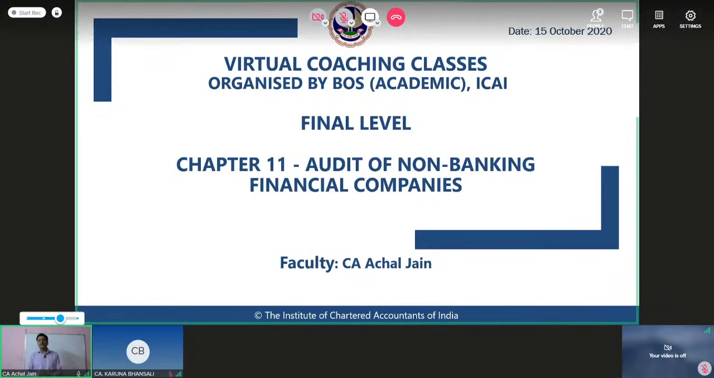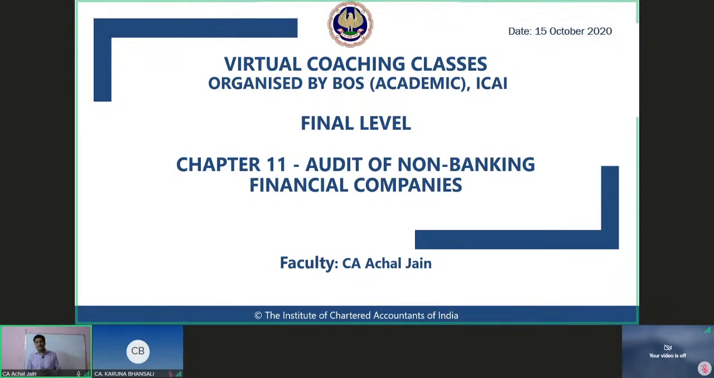In the morning, we started with this NBFC and we discussed certain aspects around the NBFC. We talked about the definition of an NBFC, what are the regulatory requirements in relation to NBFC, when is the registration required to be done for an NBFC. And then we also moved on to understand some of the items which the NBFC may have in its financial statements.